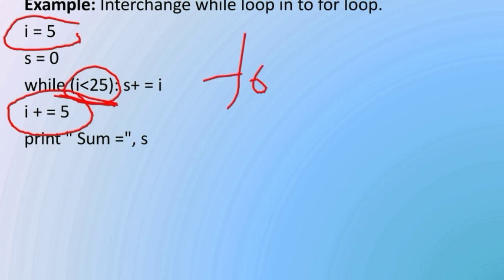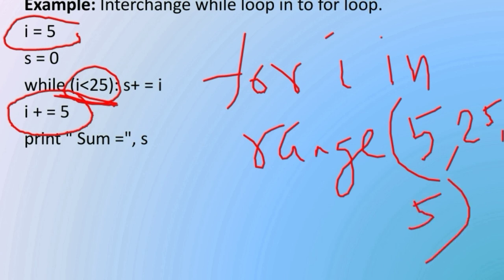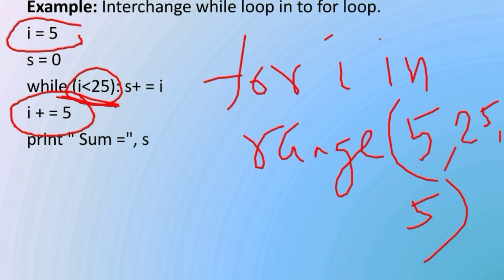So the variable used is I. So I in range. In the range, the first initialization is I equal to 5, so the first value will be 5. Next condition, that is 25. So 25 comma 5. This is the answer for this example program. Other statements are in the same position, s equal to 0.